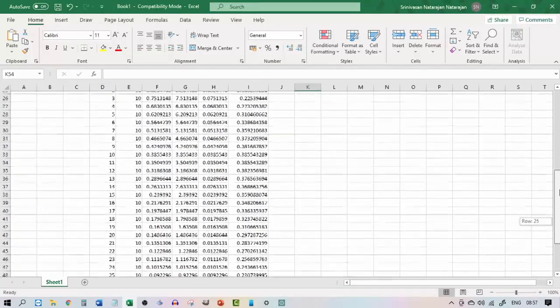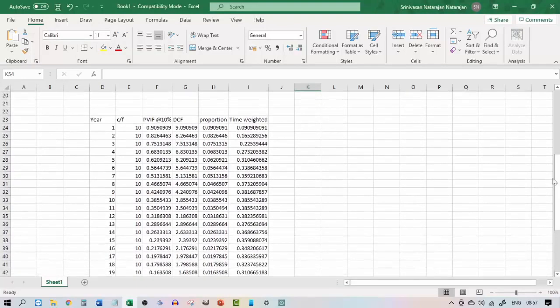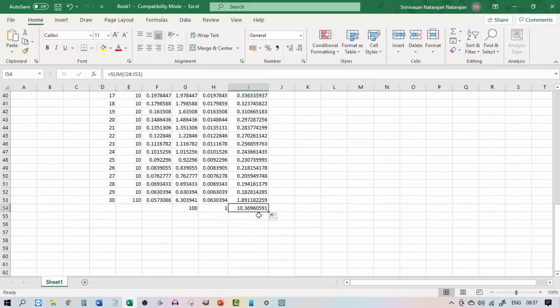So now here I have calculated the duration of the bond. I've got the year, the cash flows, the PVIF at 10%, the discounted cash flows, the proportion of the discounted cash flows, and then the time weight, that is proportion into the time. And this gives us the duration. Now please notice, this is the duration, this is not the modified duration. This is the duration of the bond as 10.3696, or let's say 10.37. Now from this we need to calculate the modified duration. So let us see how we do that.